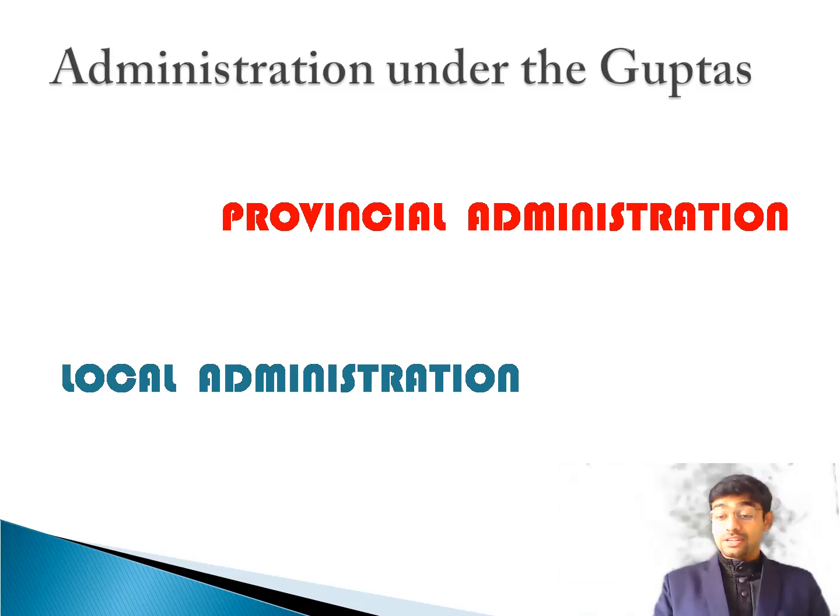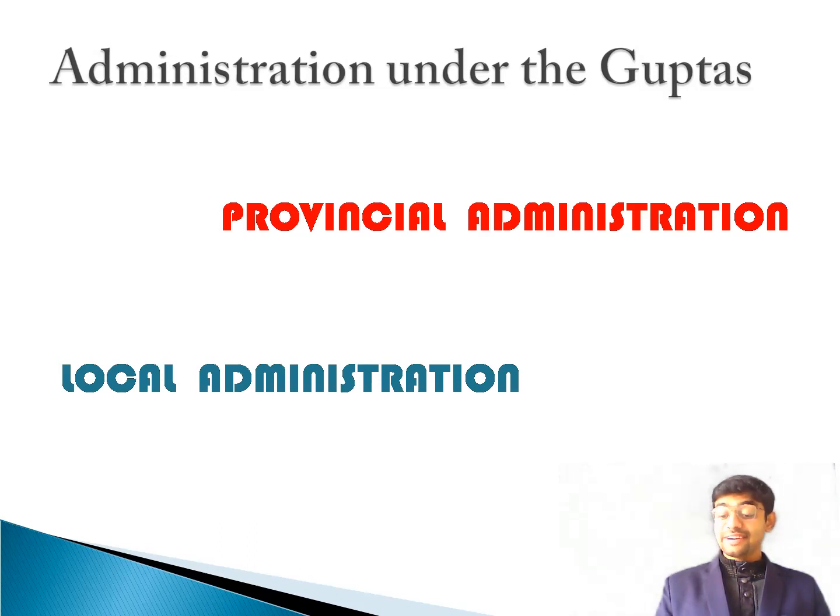We will talk about provincial administration now. The empire was divided into provinces, or bhuktis, under governors called uparikas. The provinces were further divided into districts. Districts were known as Vishayas under a Vishayapati.